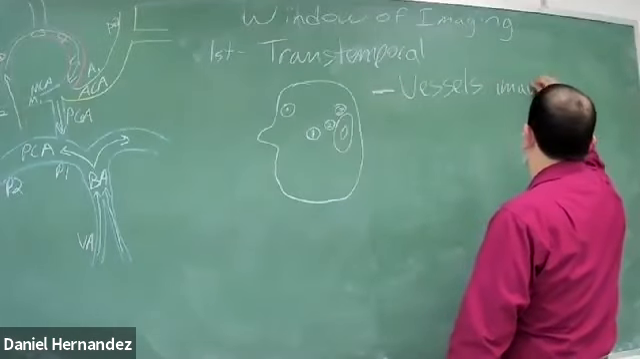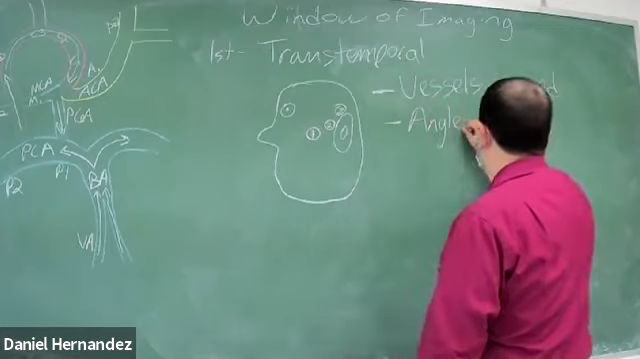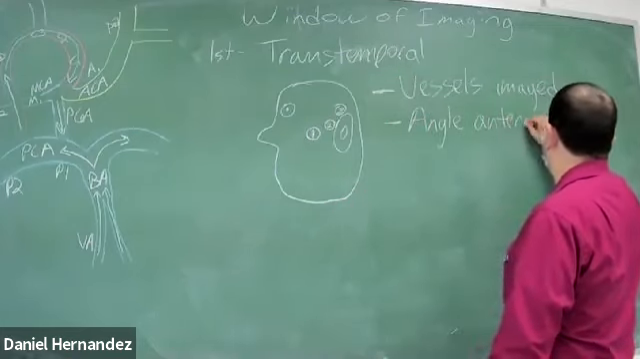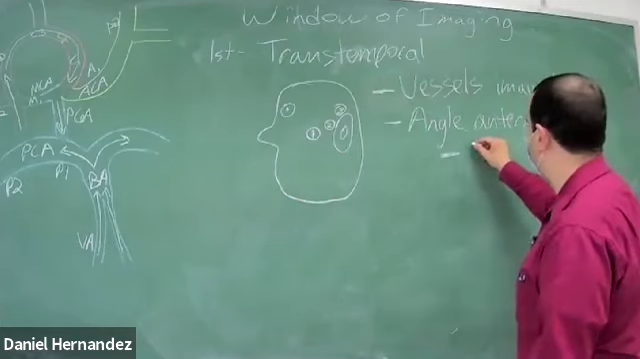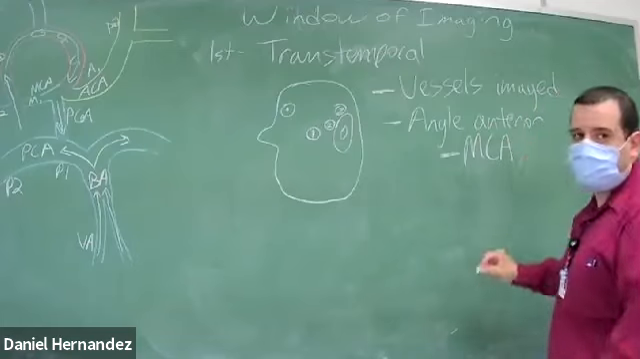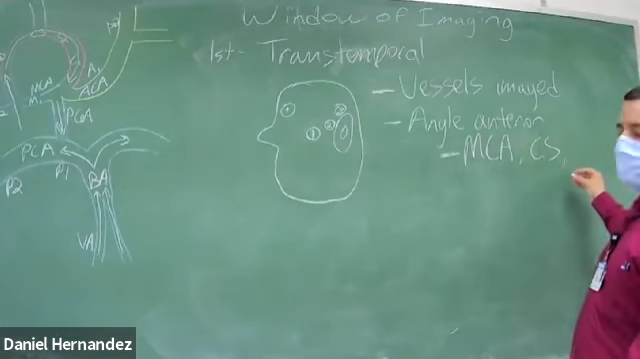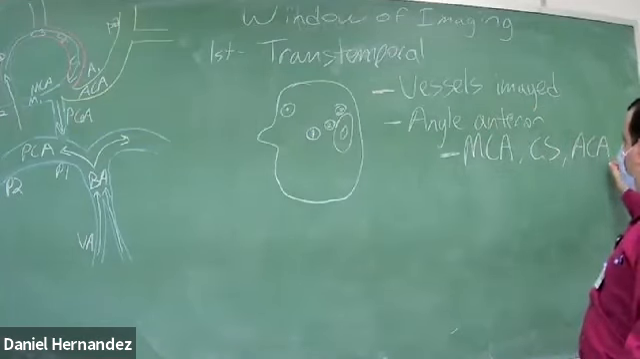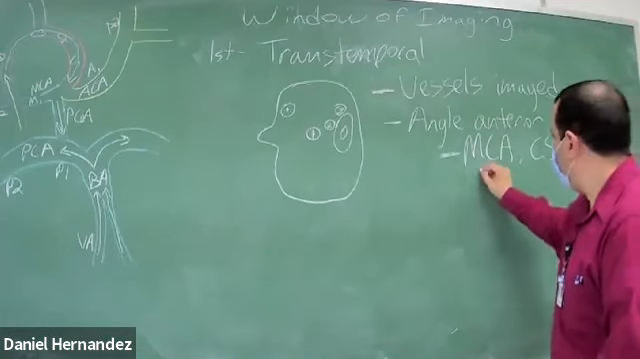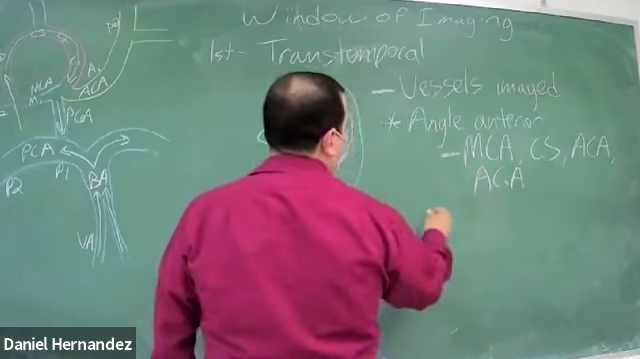So, vessels imaged. From the angle anterior, we're able to image the middle cerebral artery, the carotid sinus, the anterior cerebral artery, and the anterior communicating artery.